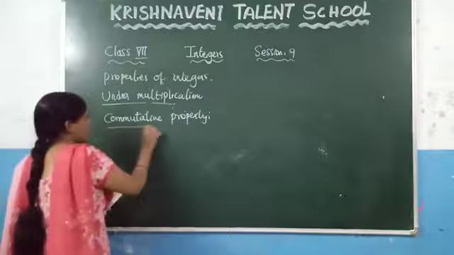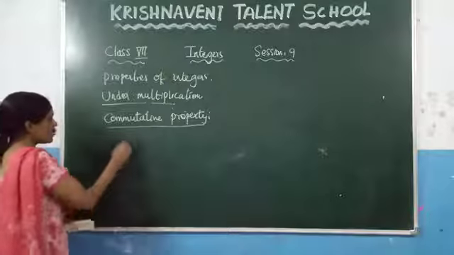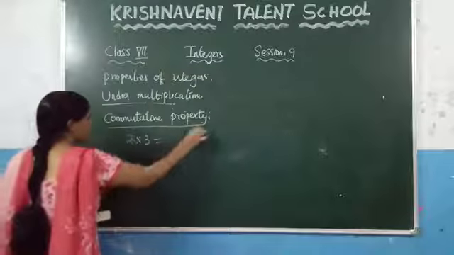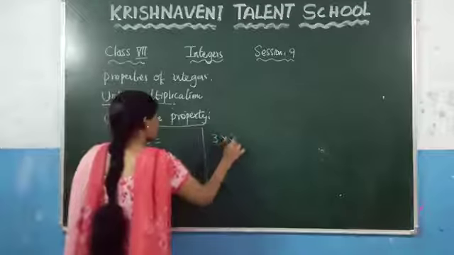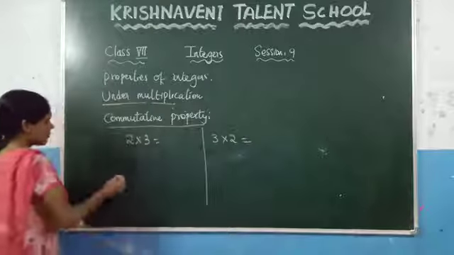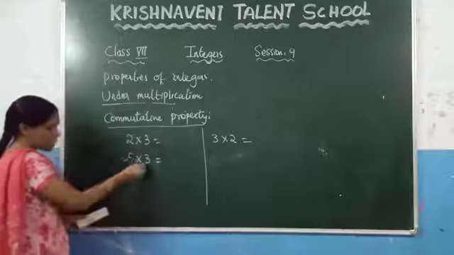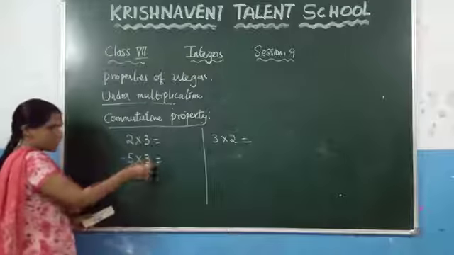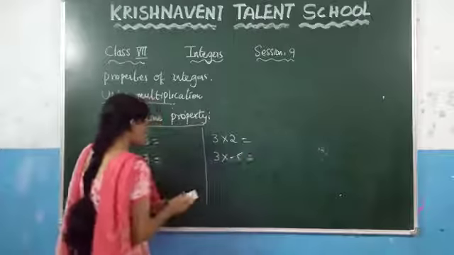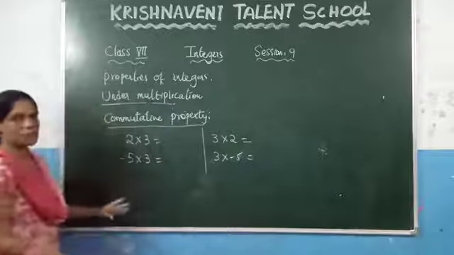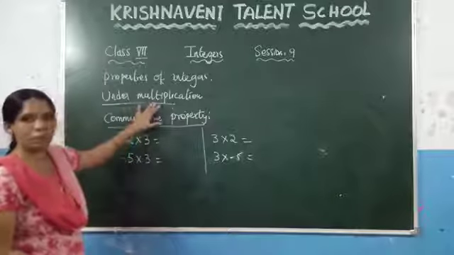In the earlier session we discussed addition. Now we are discussing multiplication. Consider two numbers and multiply: 2 into 3. Here we just need to change the order, so you take 3 into 2. Consider one more: minus 5 into 3. Again we change the order, so we write 3 into minus 5. In both cases you have to get the same result. If you get the same answer, then we can say that the commutative property holds good under multiplication.